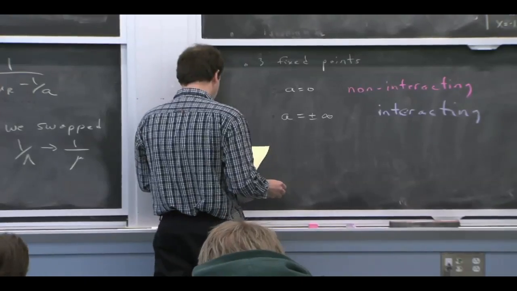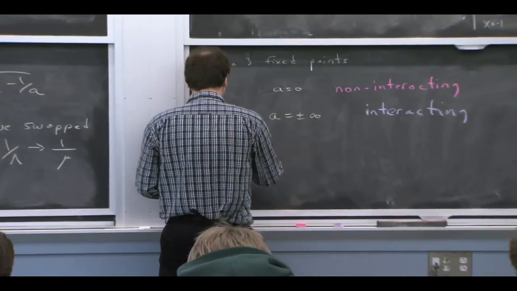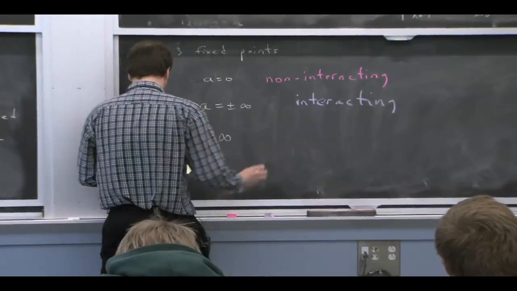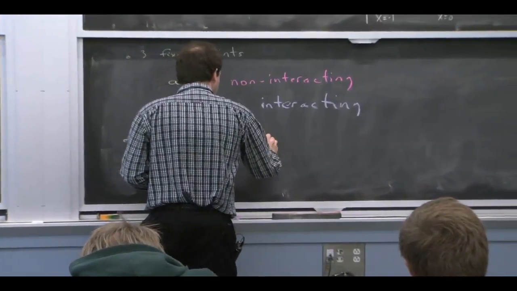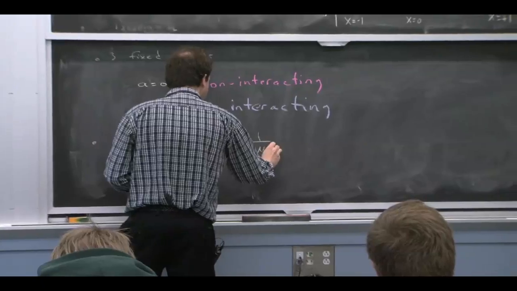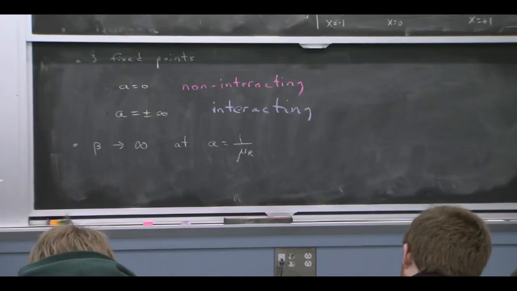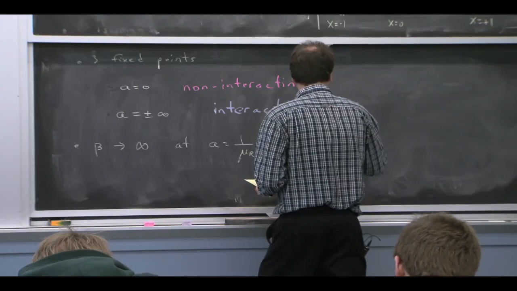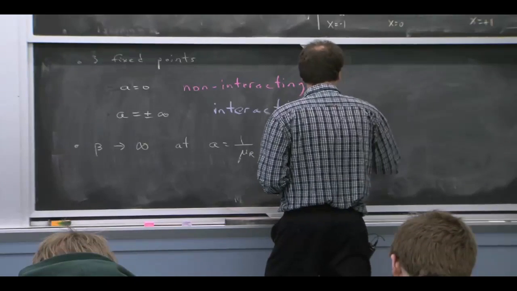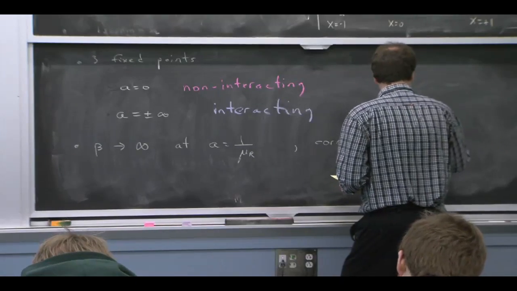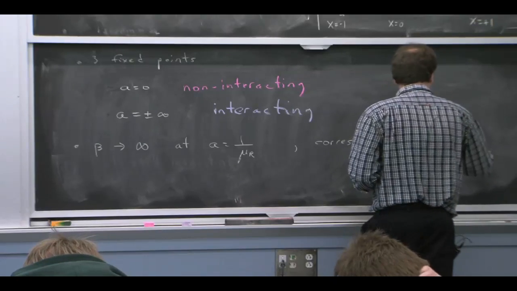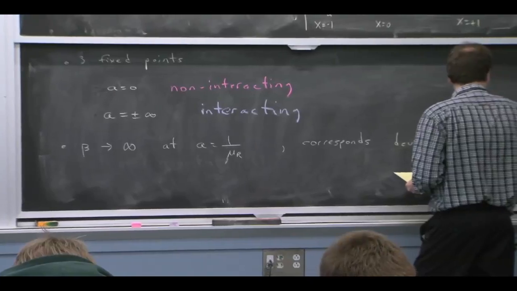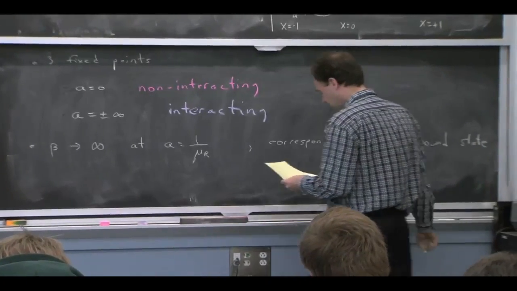So what about this infinity? That's also interesting. When A is 1 over mu, beta goes to infinity. And there's a reflection of this in the theory. It corresponds to a bound state, which I think we'll talk about next time.